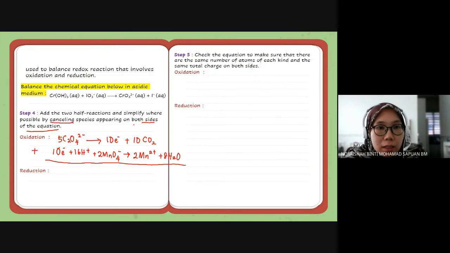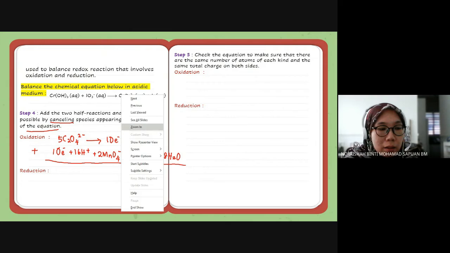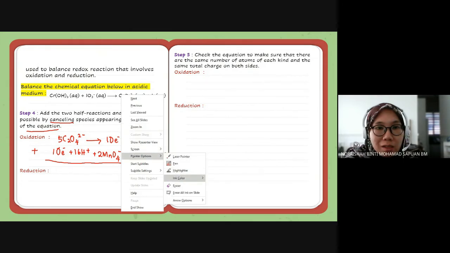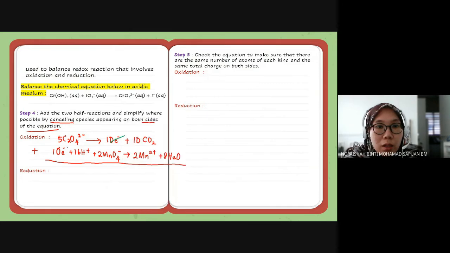Kita akan cancel kalau species tu berada opposite side, which is reactant dengan produk. Kalau the same side, kita kena tambahkan. So macam ni, 10 elektron sebelah produk, 10 elektron sebelah reactant. So yang ni kita akan potong lah sebab dia different side. Bila dah different side, kita memang akan potong. Okay. And then yang lain tu tak ada yang sama species.